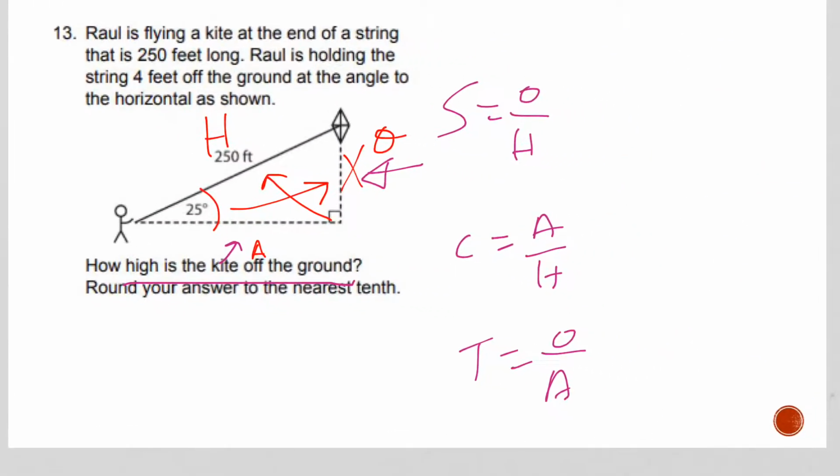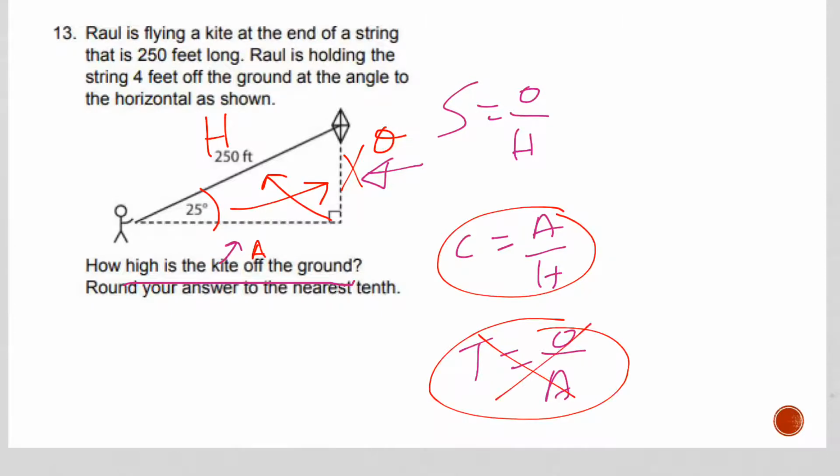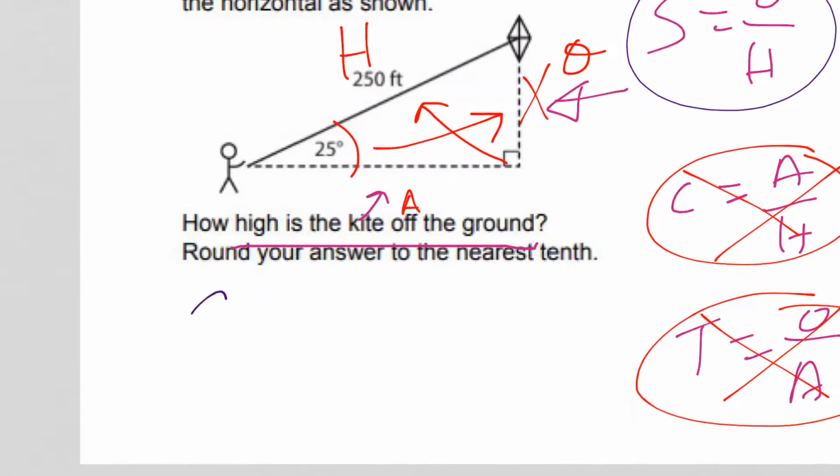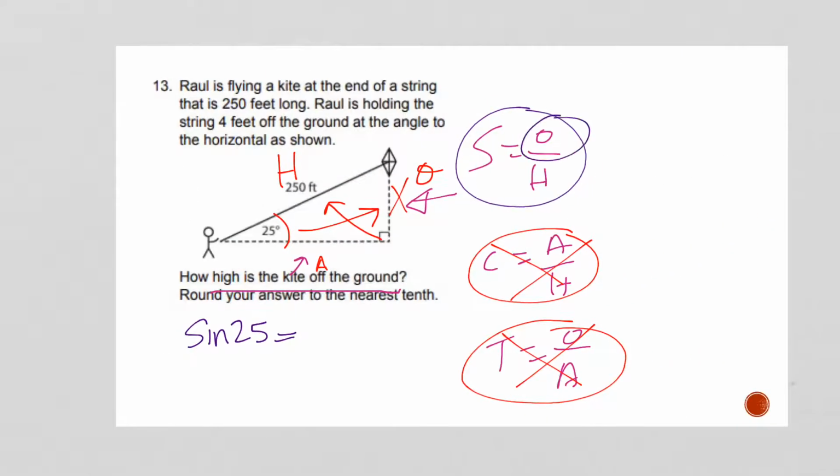So because I don't know the adjacent side, I can't use cosine and I can't use tangent because you need to know the adjacent values. The adjacent values are a's. So that means I have to use sine. So I'm going to use sine of 25 degrees equals the opposite value, which we said is x, divided by the hypotenuse, which is 250.